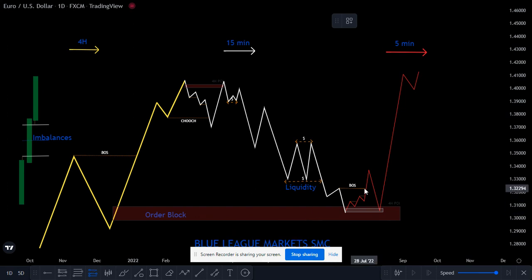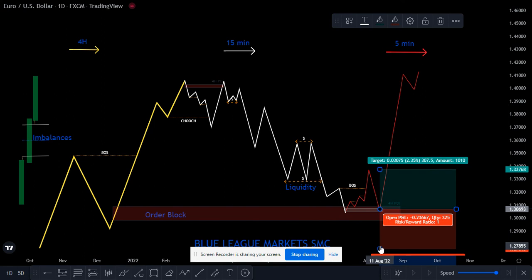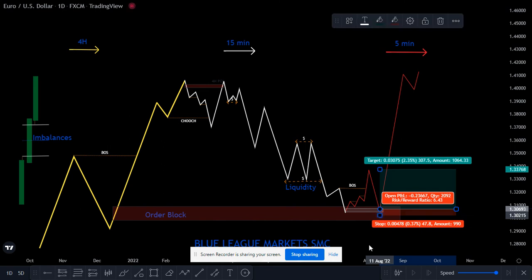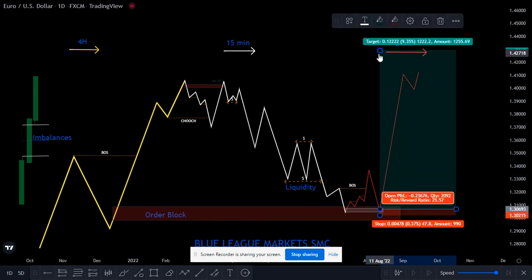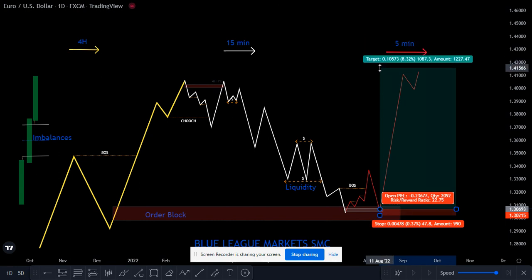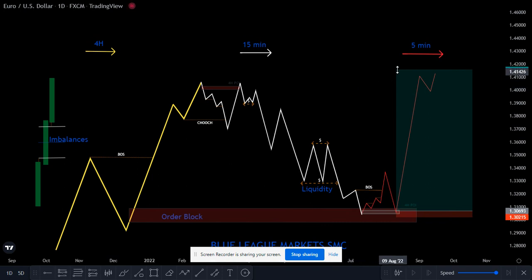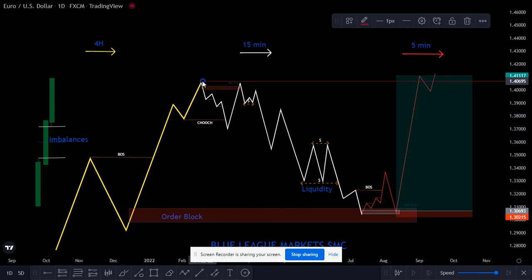You would wait for it to break that point, then you would go and find your point of interest or your order block, limit your stop loss. Usually when you're trading smart money concept, your stop loss is usually 5 pips to 10 pips. It is never bigger than that. Then take your trade. So where do you target? You target your swing high, your 4-hour swing high. That's where you target. Now, why do you target that?